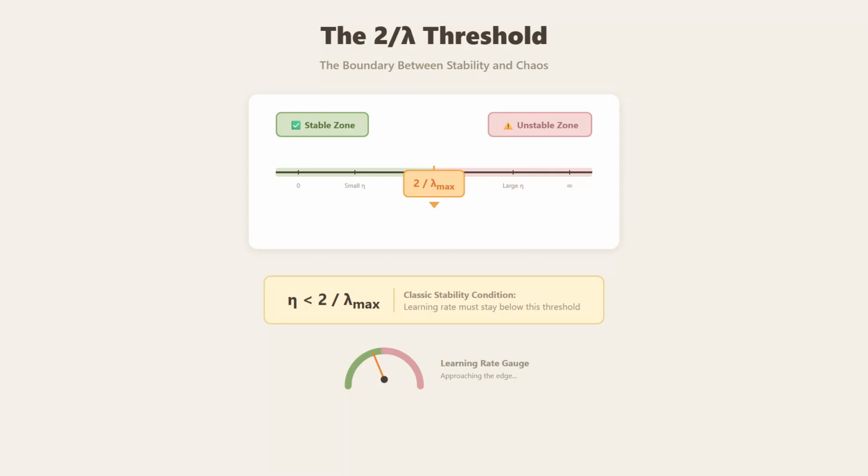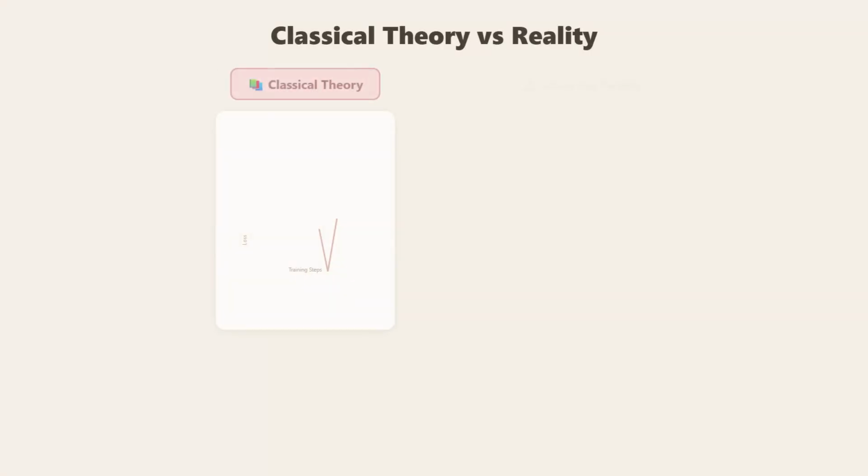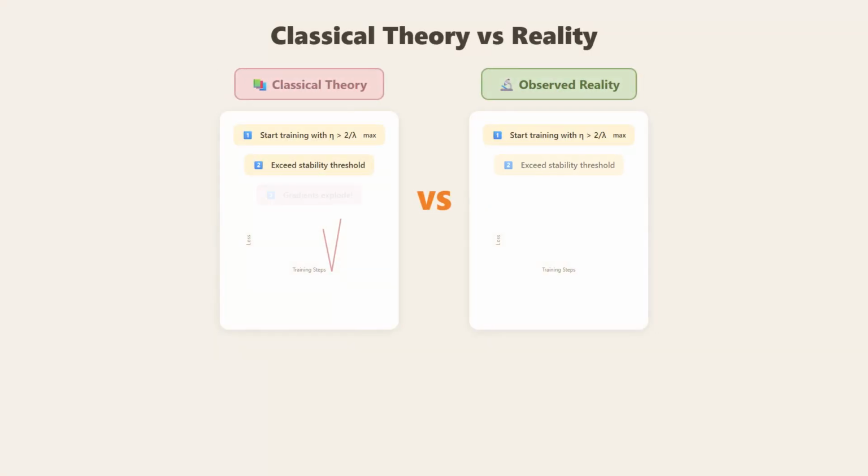The sharper the region, meaning the higher lambda max, the smaller your learning rate needs to be to stay stable. If you exceed this bound, you're essentially going too fast for the curvature of the road, and you should crash. At least that's what the textbooks say. But here's the fascinating part. Neural networks in practice routinely exceed this stability threshold, and yet they still train successfully. What's going on? Let's put classical theory and observed reality side by side.